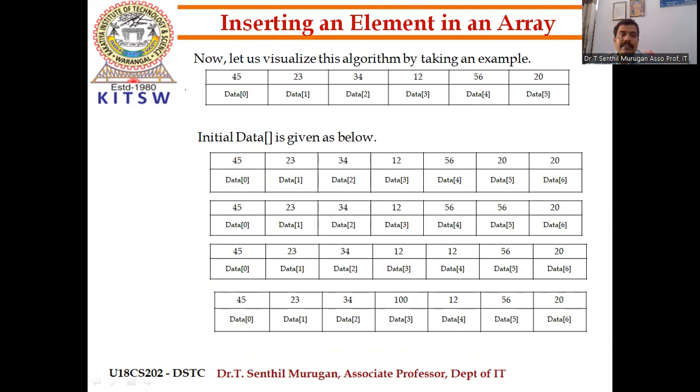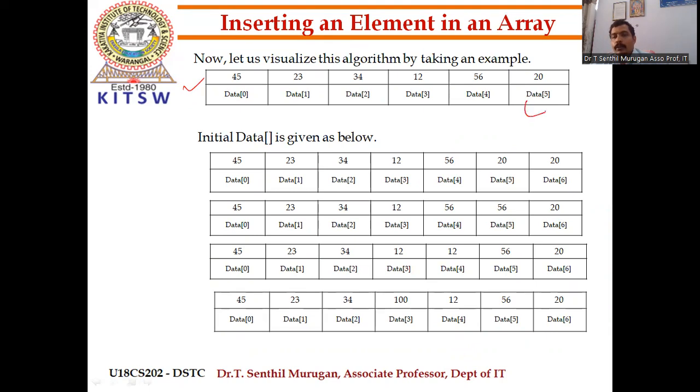First, initially the data are like this. Totally 6 elements are there. I want to insert one element, what is it? 100 I want to insert. Where do I have to insert that 100? In the middle of the positions. Maybe the position number they have given is 3. In the third position I want to insert, so what do I have to do?